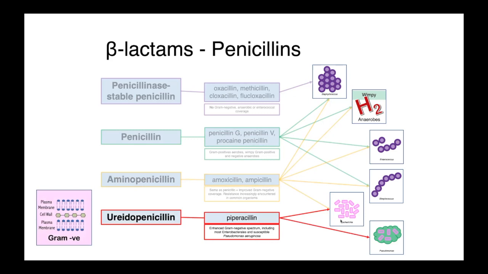Finally, we have the anti-pseudomonal penicillins, drugs like piperacillin. These have greatly enhanced activity against gram-negative bacteria, including most of our enterobacteriales, and even susceptible Pseudomonas aeruginosa. This anti-gram-negative activity comes at the expense of gram-positive activity, and so when you think of drugs like piperacillin, think gram-negatives.